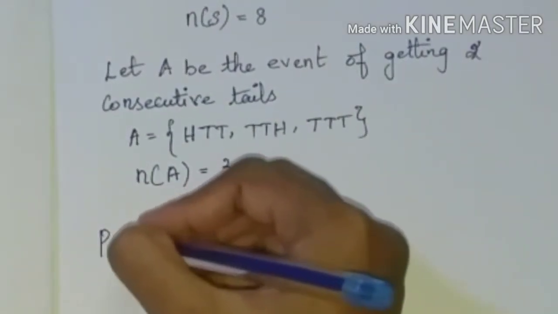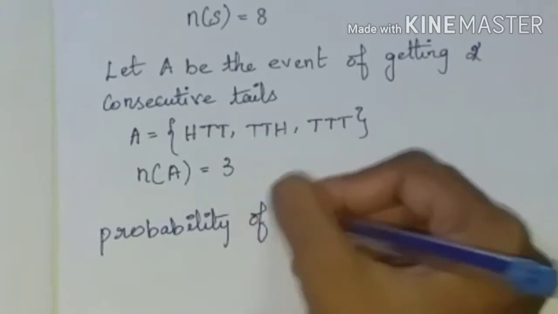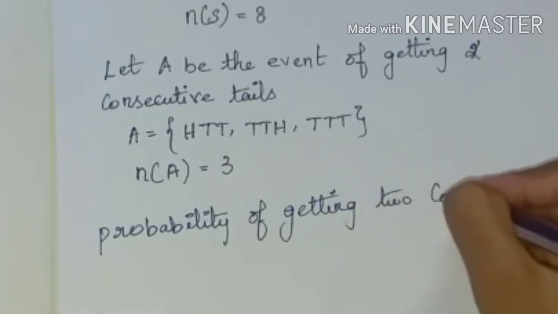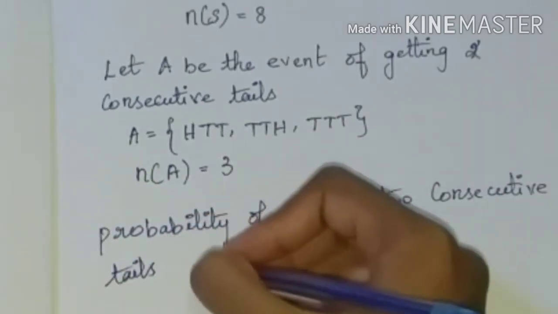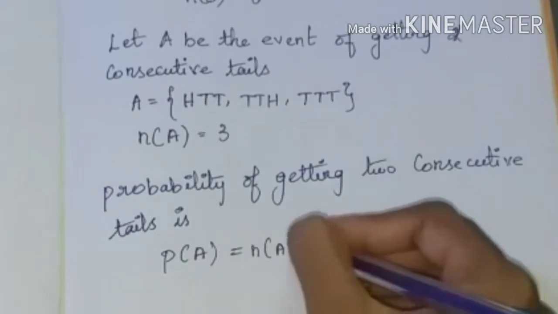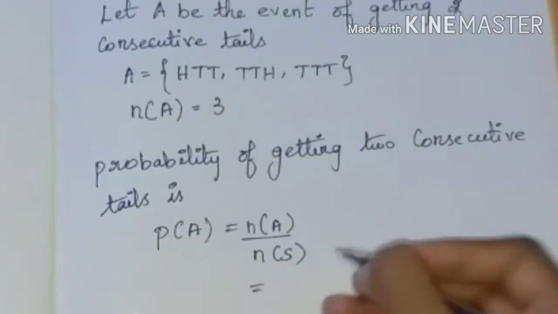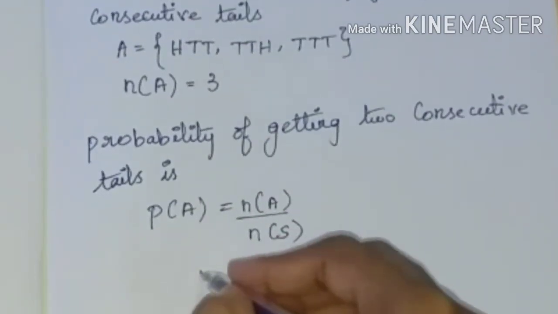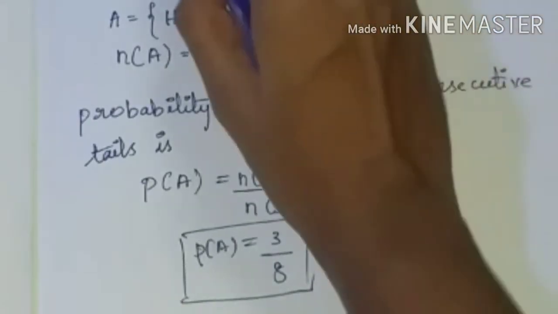Next, we have the probability of A. So, probability of getting 2 consecutive tails is P of A, which is equal to, the formula is n of A divided by n of S. Probability of A can be found using the formula n of A by n of S. So n of A value is 3, divided by n of S value 8. So P of A is equal to 3 by 8. So this is the probability of getting 2 consecutive tails.